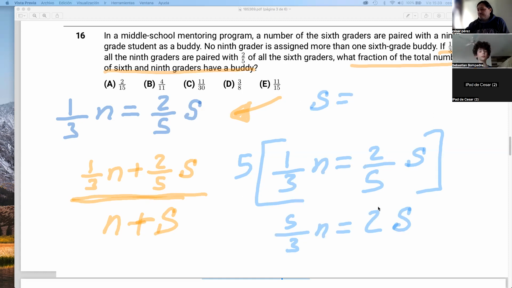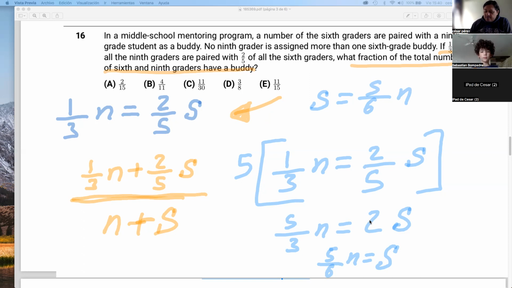What do we get? Okay. We can divide by 2 both sides, and we will get 5/6 of n equals s. Okay, 5/6. Okay, do you agree?